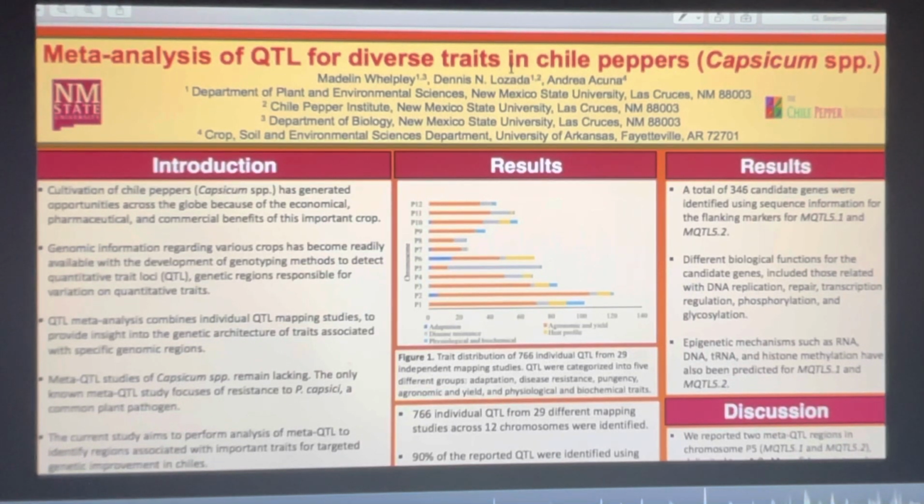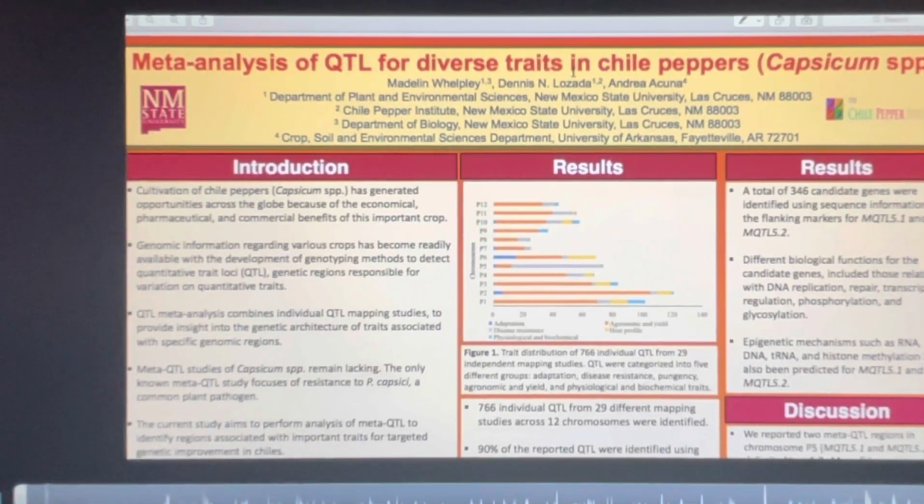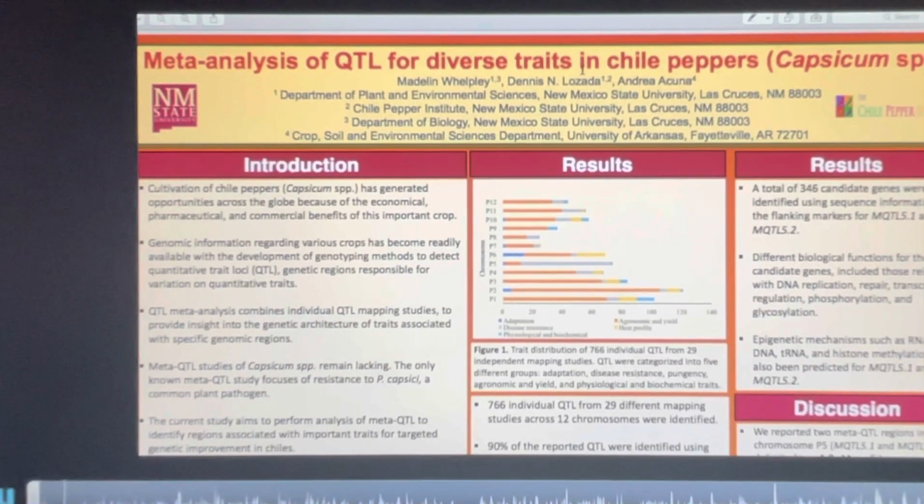Hello, my name is Madeline Walpley, and I'm going to be discussing meta-analysis of QTL for diverse traits in Capsicum species, chili peppers. Many of us are familiar with chilies for their delicious flavor and heat combinations, especially here in New Mexico, where our comfort food is spicy green enchiladas and spicy red tamales, but chilies also hold an economic and pharmaceutical value as well.